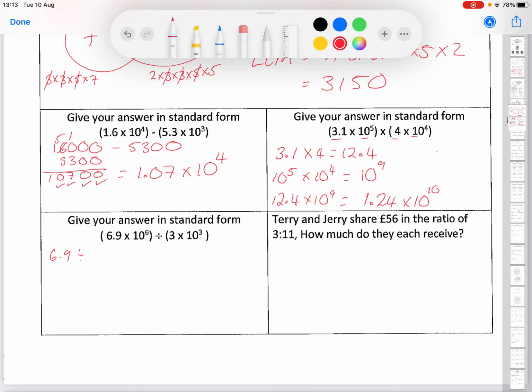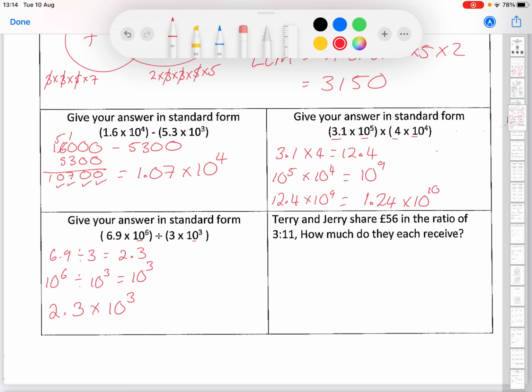Next one, we're dividing, so we're going to do 6.9 divided by 3. That's going to be 2.3. Then we do our powers of ten, so 10 to the power of 6 divided by 10 to the power of 3. We'll subtract these powers when we are dividing. So our answer is going to be 2.3 times 10 to the power of 3.